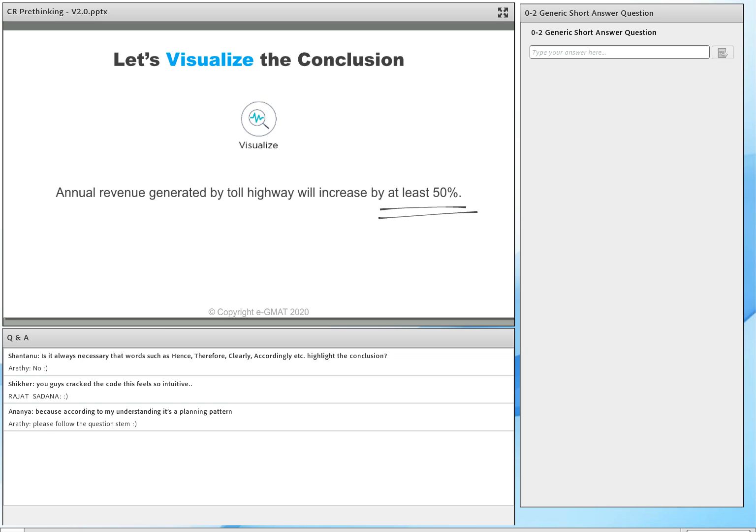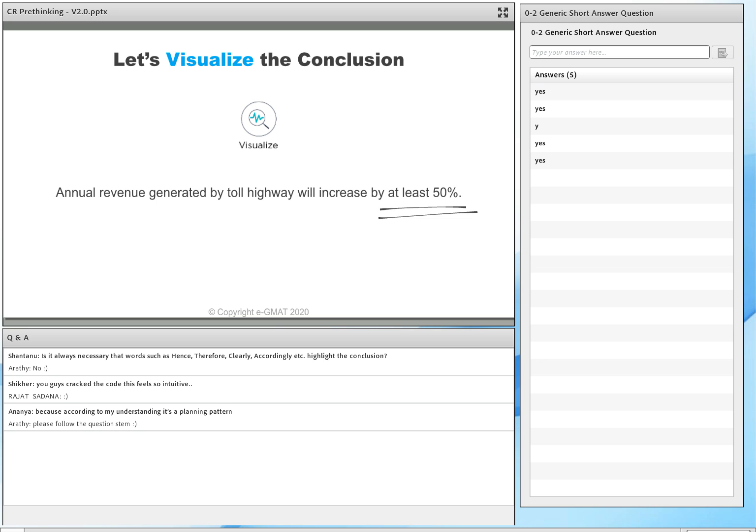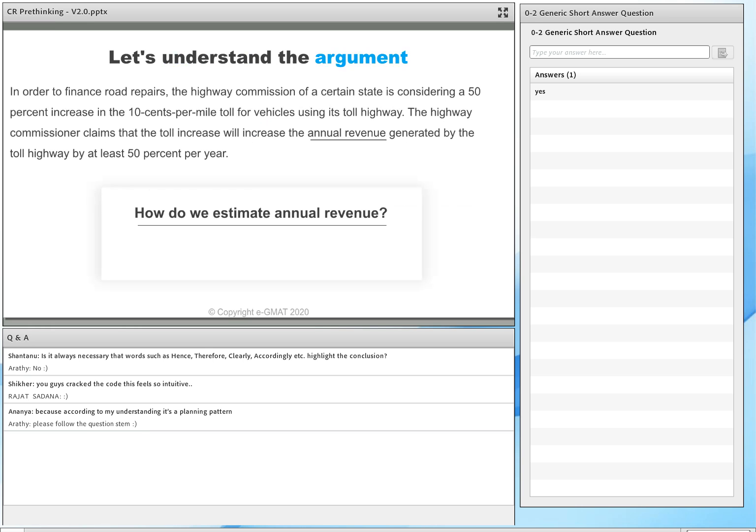Was everyone able to arrive at this conclusion? That, hey, the revenue should go up by 50%, which means last year the revenue was $1 million. This year it'll be 1.5 million at least. It could be 1.6, 1.7. If it was 10 million last year, it'll be 15 million at least or so. Okay, so that's what we want to do.